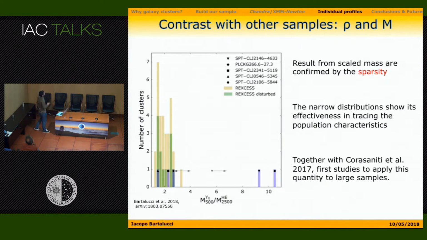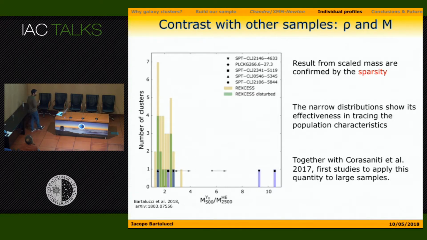Okay, then we look at a quantity, which is the sparsity, which is defined basically as the ratio between the mass computed at R500, which is where the density contrast of the cluster is 500 times the mean density of the universe, and the mass measured at R2500.